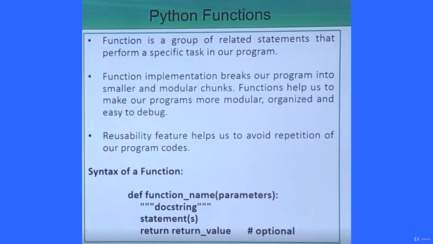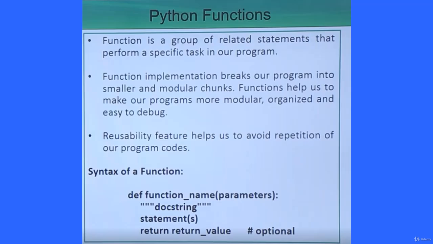Reusability helps us avoid repetition of our programming code. Syntax of a function: how to write one function in Python. So def will be written, that is define function, and you can also call it define. So def will be there, then the function name, then the list of parameters, which you may or may not pass. Don't forget to give the colon, because that means you are starting the function body, and the function body will have indentation.